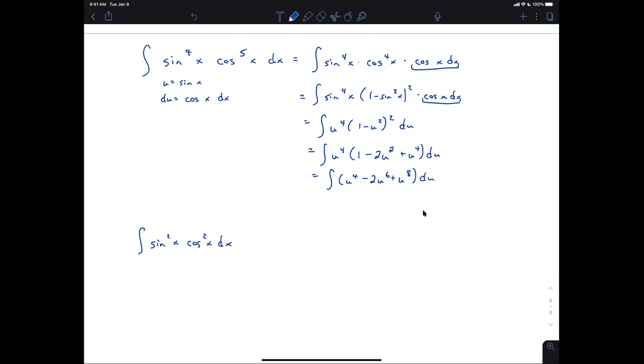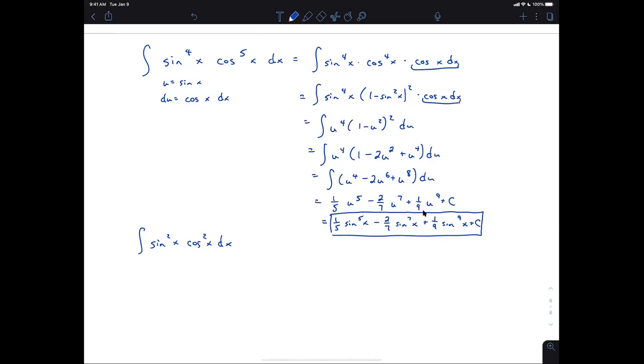Okay, so then this is now a polynomial, so it's 1/5 u to the fifth minus 2/7 u to the seventh plus 1/9 u to the ninth plus c, and then u is sine x. So that's 1/5 sine to the fifth minus 2/7 sine to the seventh plus 1/9 sine to the ninth plus c, and that's the answer. All right. We good?